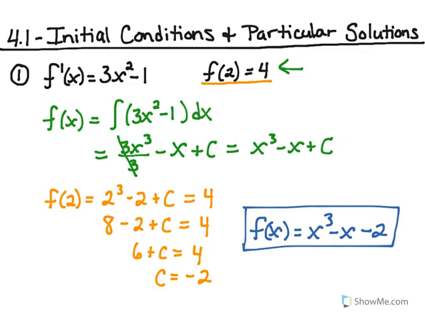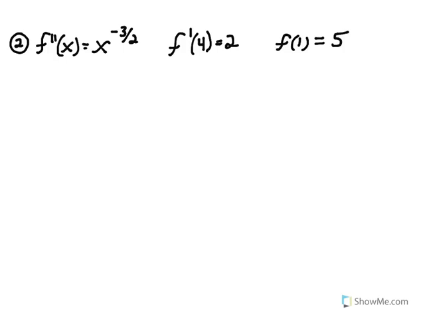Let's take a look at a second example. This time we're told what the second derivative is equal to, and we're given two separate initial conditions, one for the first derivative and one for the second derivative. So since I'm told what the second derivative is, when I integrate, I'm going to essentially figure out what the first derivative is.